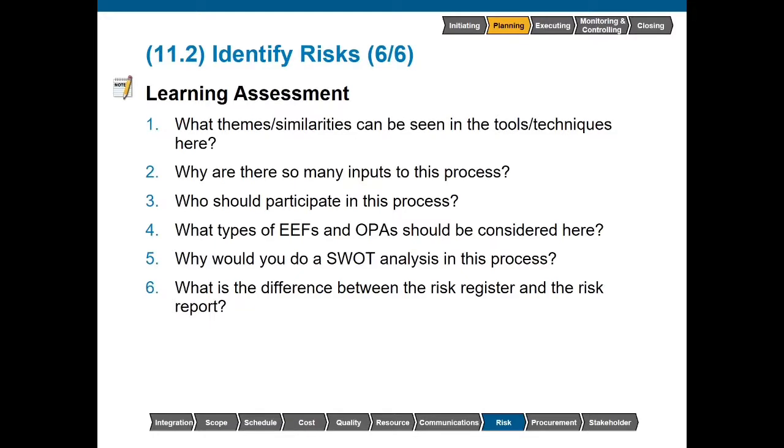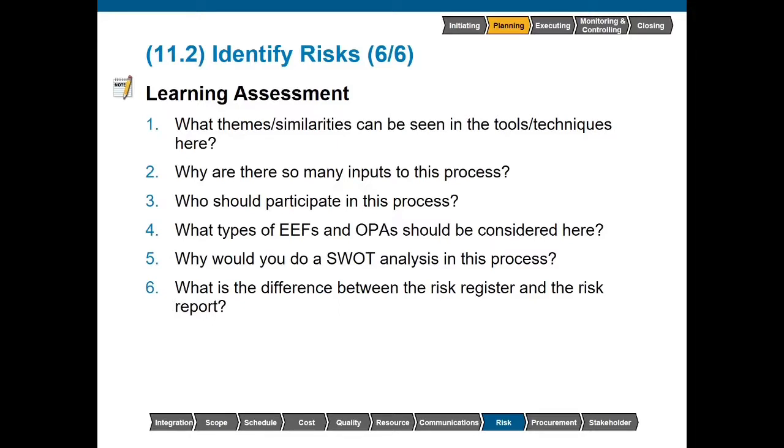We've just finished discussing the identify risk process. Quick learning assessment. What themes or similarities can be seen in the tools or techniques here? The similarities are that we're trying to uncover information. Everything that we're doing here is meant to uncover information about uncertainty within the project. Why are there so many inputs to this process? There's many inputs because there's many sources of risk. Uncertainty can come from anywhere within the project.